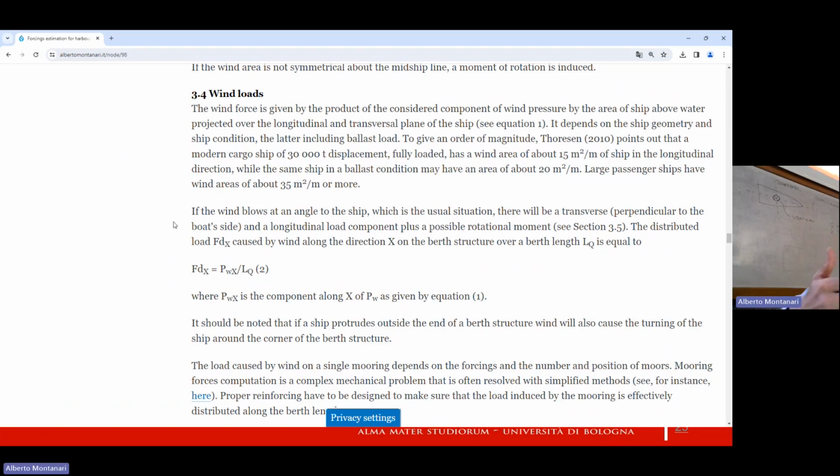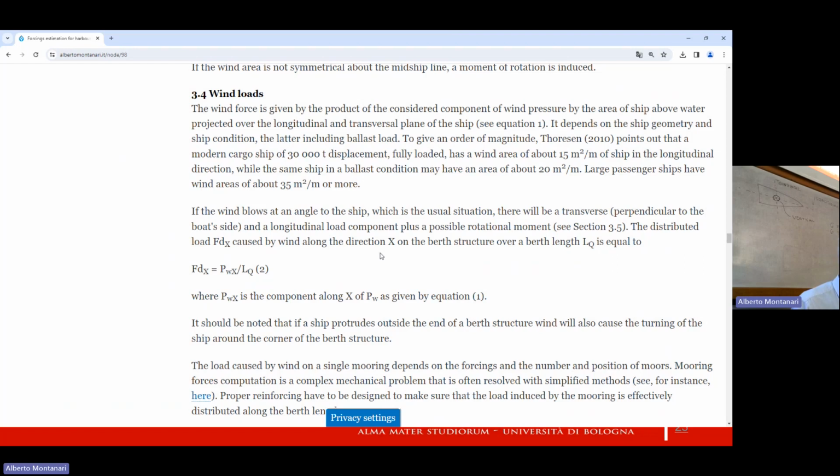Let's suppose that it is distributed. The distributed load is given by the component of the load in the considered direction divided by the length of the berth structure. This allows you to compute the distributed load against the body of the berth. Of course, then you have to verify the berth in correspondence of the bollard point, and for that you need the computation of the single forcings over the bollards. For the computation of the distributed load, you just need to compute the component given in the X direction and divide it by the length of the berth.